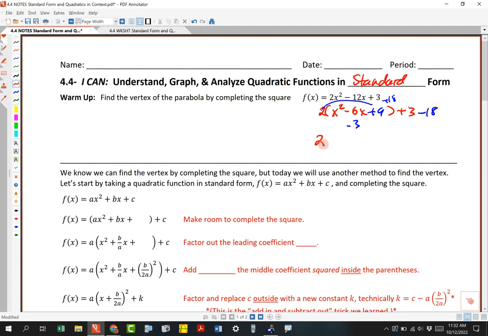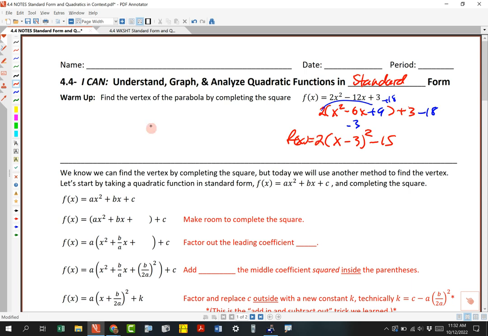I need it quiet, please. Fellas? That's going to give me a 2 outside, an x minus 3 quantity squared right here, and then a minus 15. And I'm going to bring back the f of x here. This is in a nice graph-friendly form. We call this vertex form. The a in this case that we were talking about before is a 2. The h in this case is a 3. And the k in this case is a negative 15.